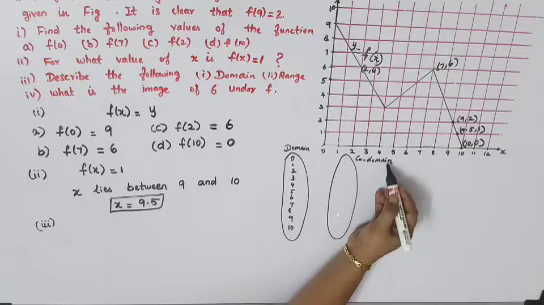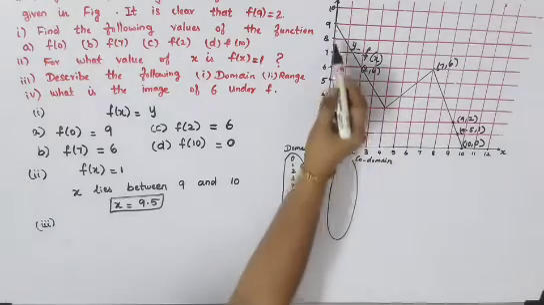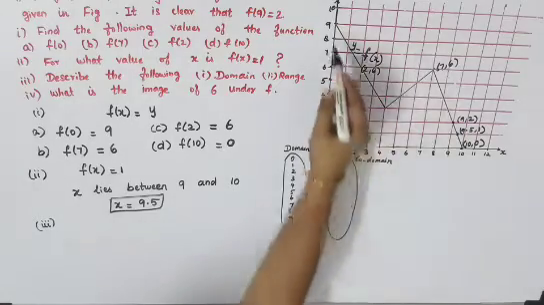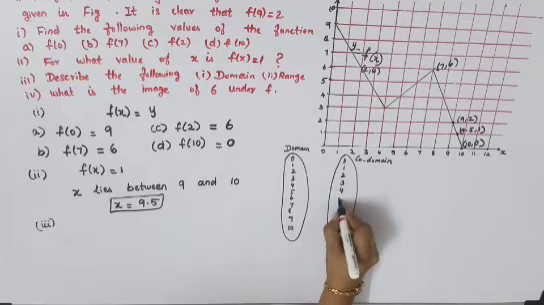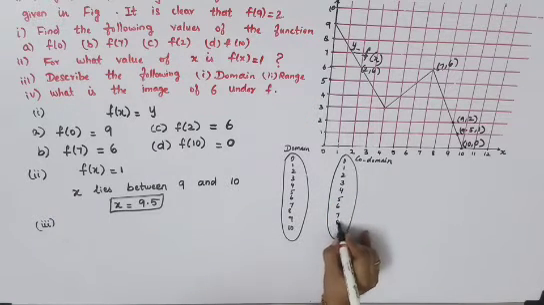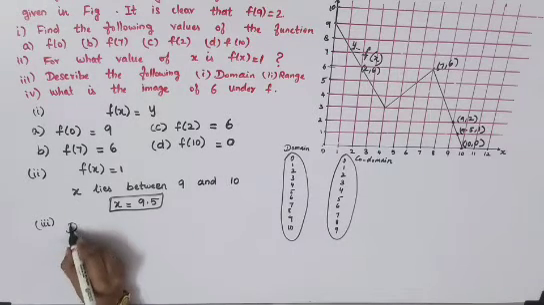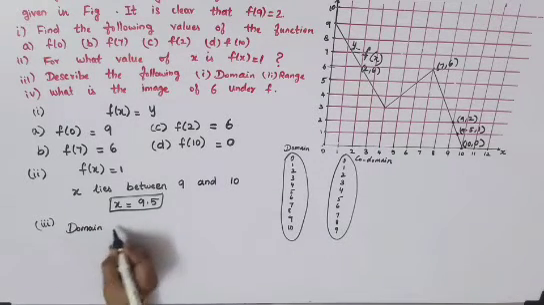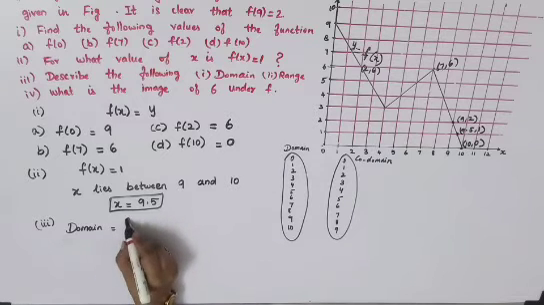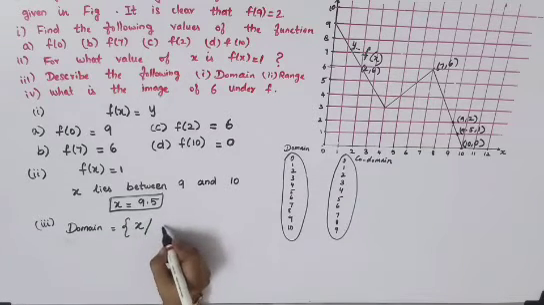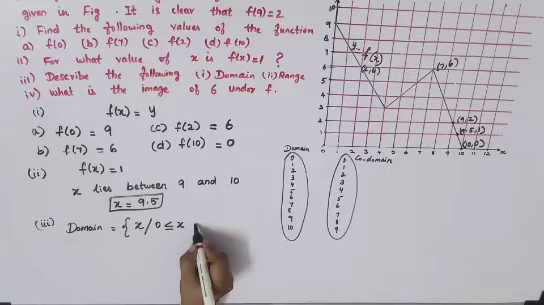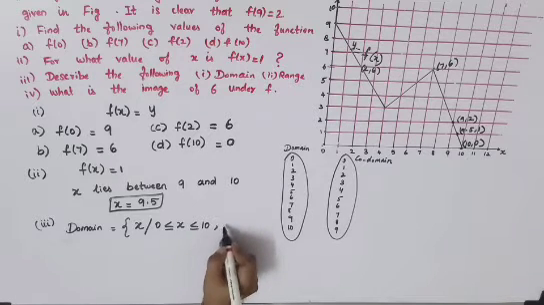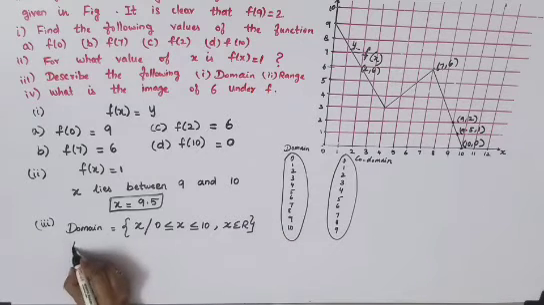Now your codomain is your y-axis values. Let's see, up to 9 only it will be there. Okay, so your line goes up to 9. So it is 0, 1, 2, 3, 4, 5, 6, 7, 8, 9. So domain is, they've asked you domain and range only. So domain is equal to x such that x is from 0 to 10. Okay, so 0 less than or equal to x less than or equal to 10, and your x belongs to real numbers, capital R.